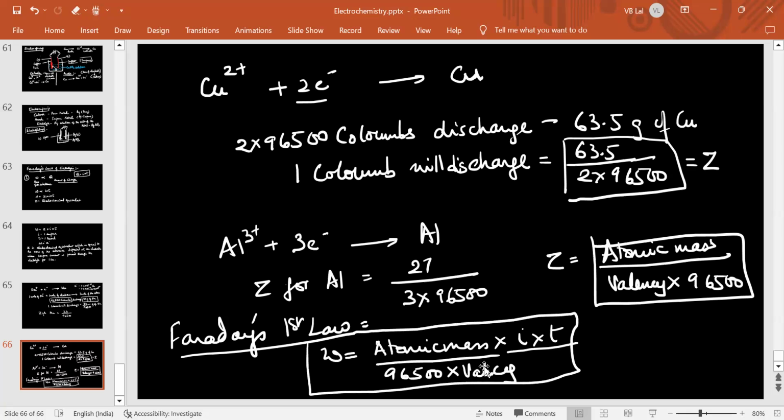This formula is not given in your book. I am giving you this formula because they have shown all these derivations. In this derivation, I have changed it into this formula. This will help you in finding the answers very easily. So let us do 1 or 2 questions to understand how we can do this.